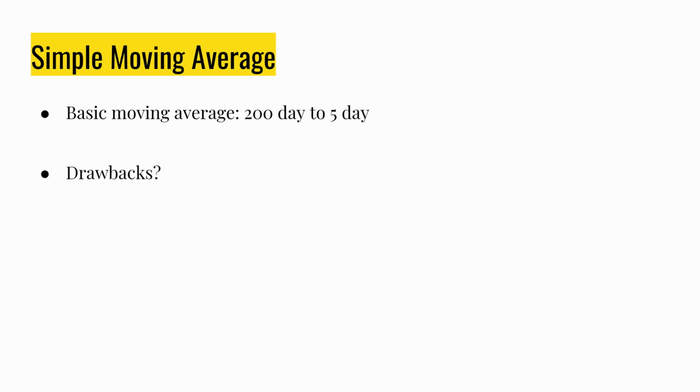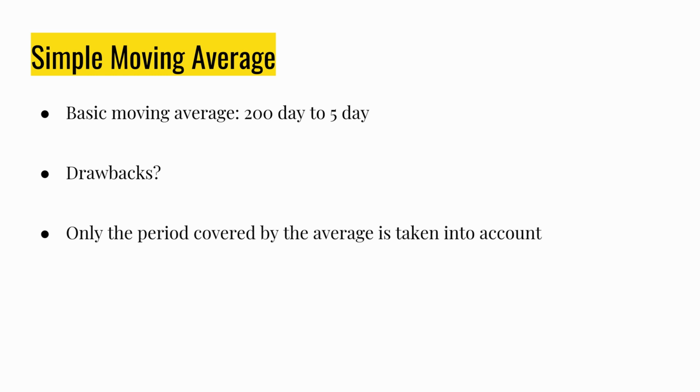Now that we know how to read moving averages, let's look at the different types of moving averages. The simple moving average is the most basic moving average. You can adjust the moving average to have any amount of days from 200 to 5 days. However, there are some drawbacks. The simple moving average only covers the period that the average is taken into account for. This means that it only takes into account the X amount of days in the moving average. Also, the simple moving average gives equal weight to all days. For instance, should the latest price have the same weight as the first day's price?